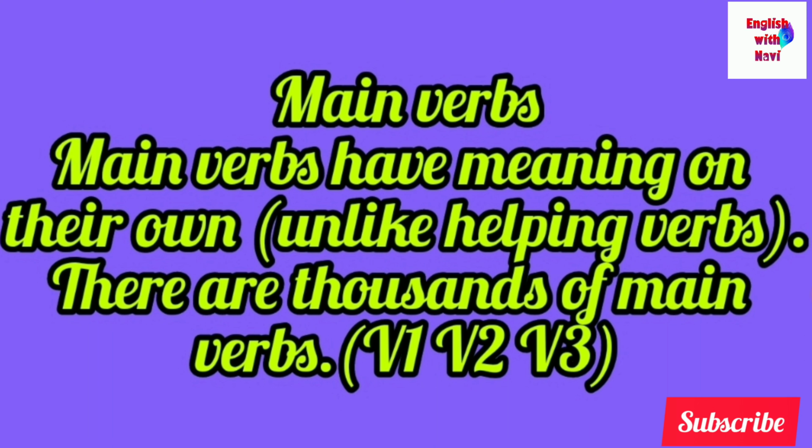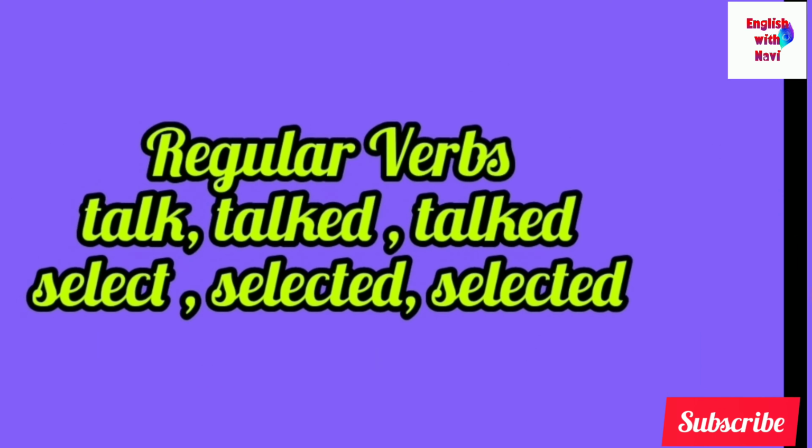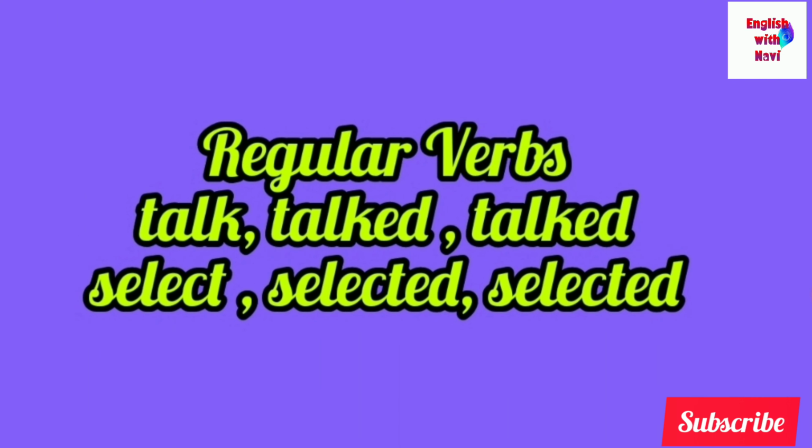You would have heard about V1, V2, V3, like the present tense, past tense, and past participle form of the verb. So main verbs can be divided into two categories. The first category is regular verbs. So what are regular verbs? The words that end with ed all belong to the category of regular verbs. For example, talk, talked, talked; select, selected, selected; play, played, played; walk, walked, walked; live, lived, lived; things like that.